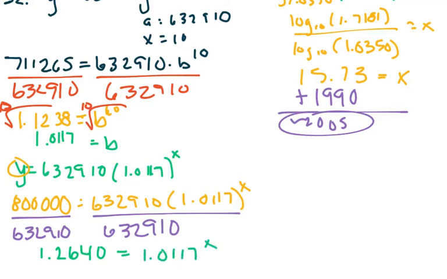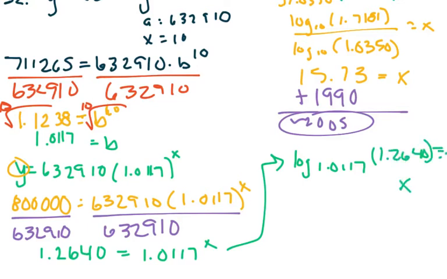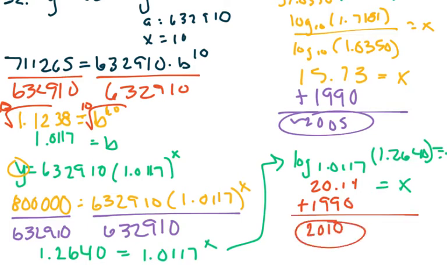And then we're solving to get that x value, so a few ways to do that, but you can rewrite it as log base 1.0117 of 1.2640, and that's going to equal x. And so our years are 20.14, but plus the 1990 from where we started, means that in 2010, apparently, was when that happened.